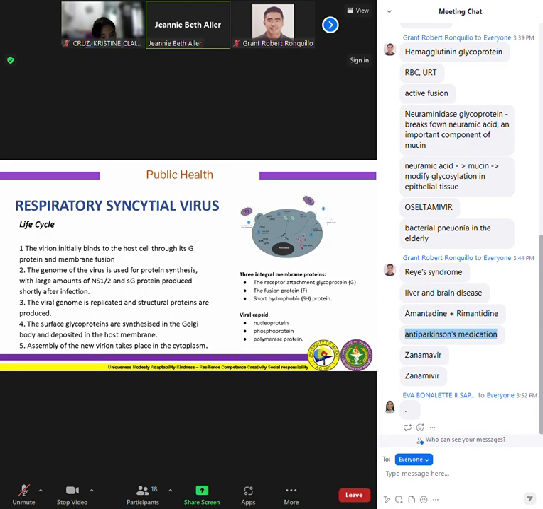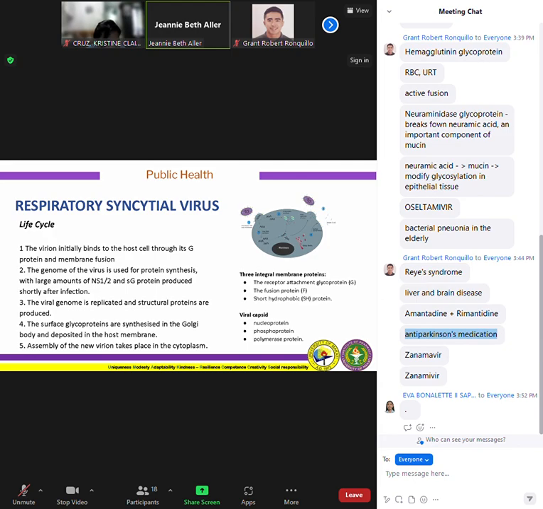Also, RSV possesses three integral membrane proteins. First is the receptor attachment glycoprotein, or protein G, then the fusion protein, or protein F, and then a short hydrophobic, or SH protein. The G protein is involved in viral attachment to the host cell, while the F protein is responsible for fusion. Then the SH protein forms a pentameric ion channel. The G protein targets the ciliated cells of the airways, and the F protein causes the virion membrane to fuse with the target cell membrane.